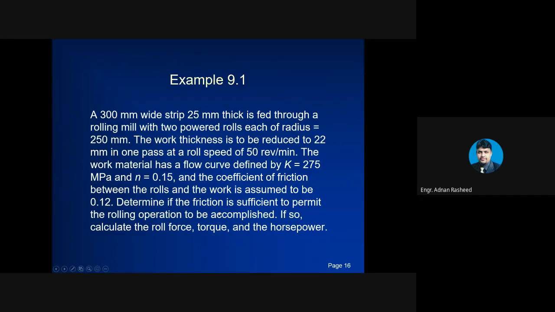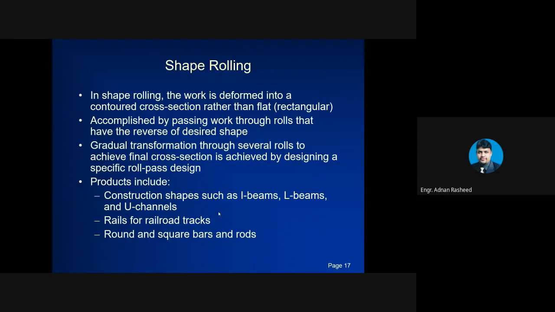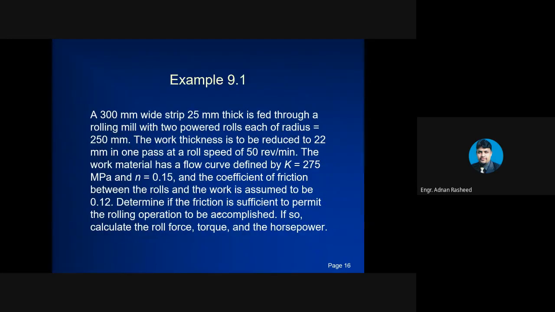Now this is a typical example that is given in the book. Kindly go through these examples. All that I mentioned and the parameters are given. You just have to put them in the formulas to get the required roller force, torques, and power, etc. Maybe at the end of the lecture we will come to this example 9.1 as well.